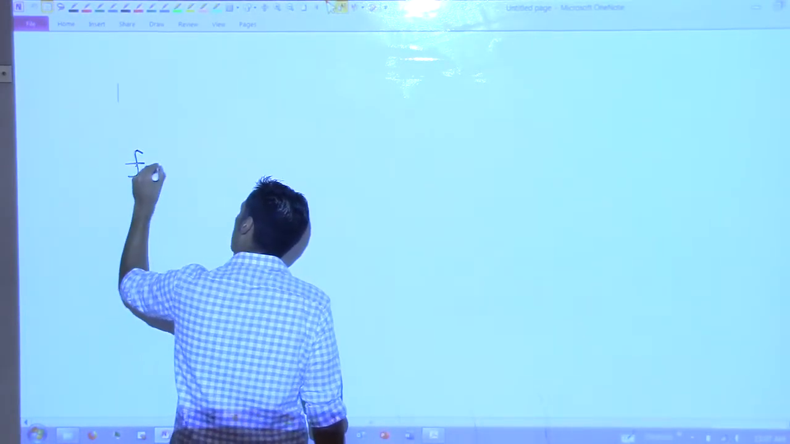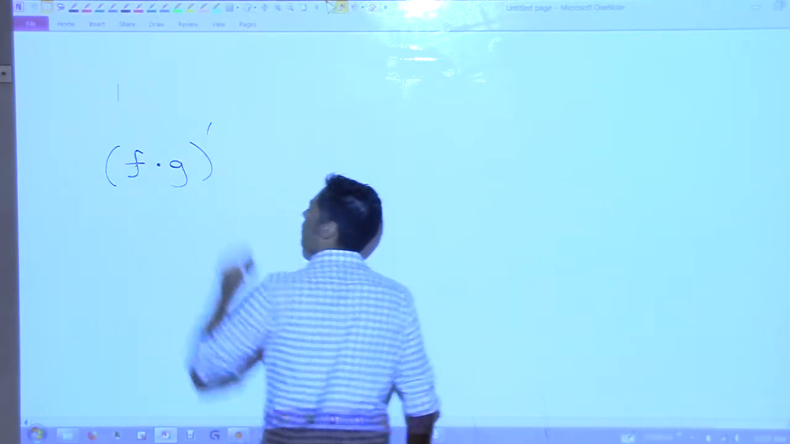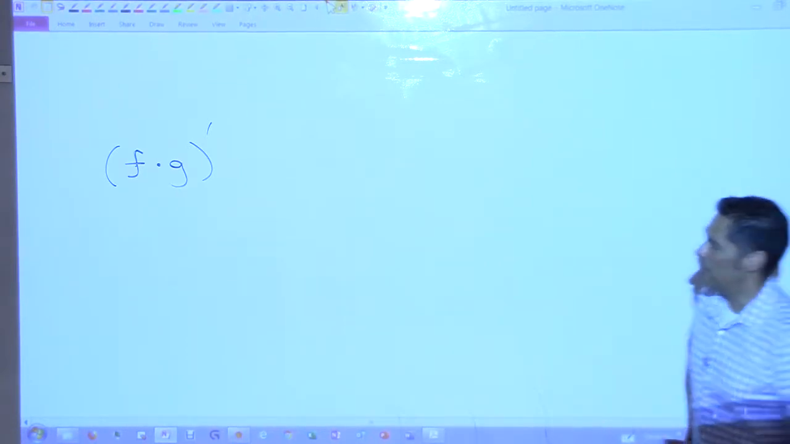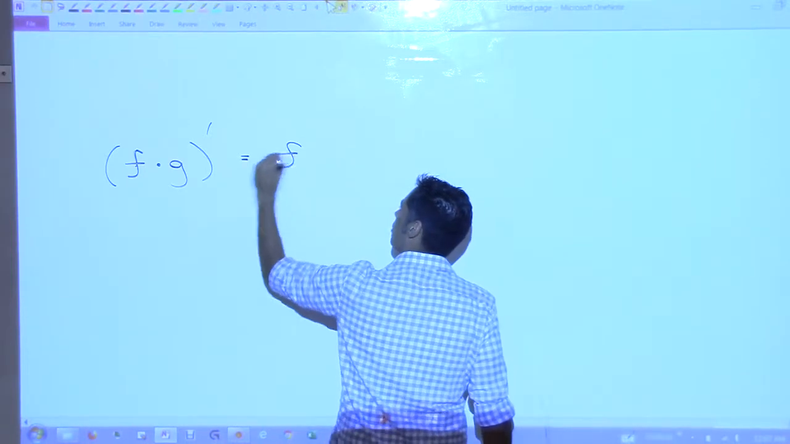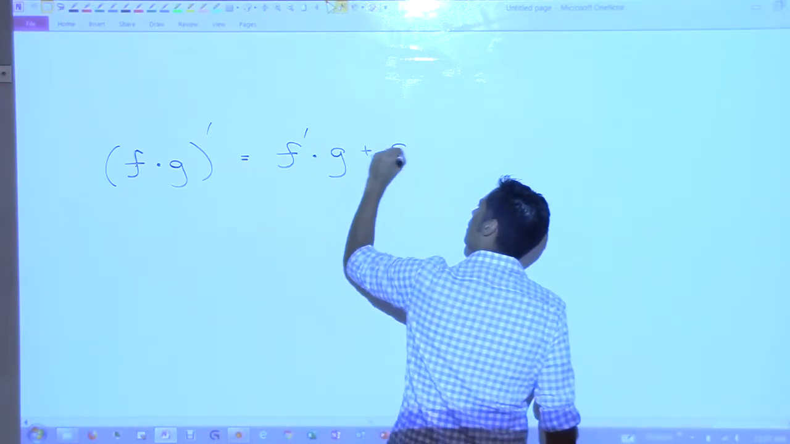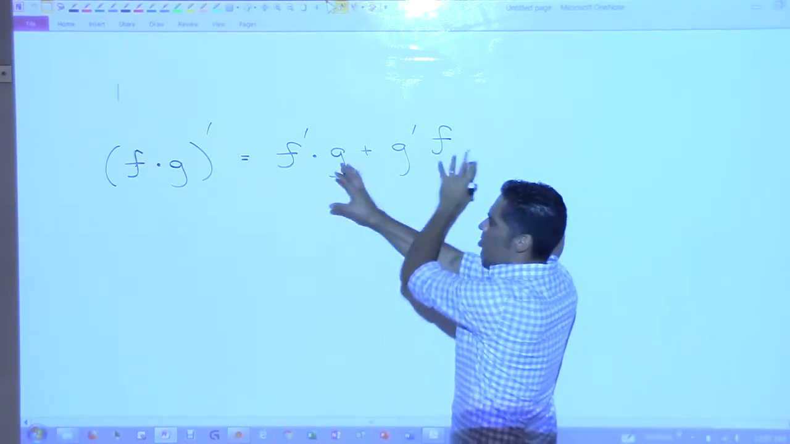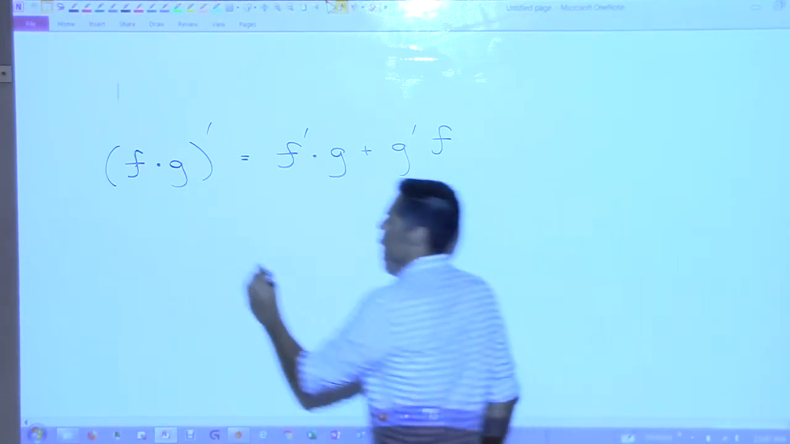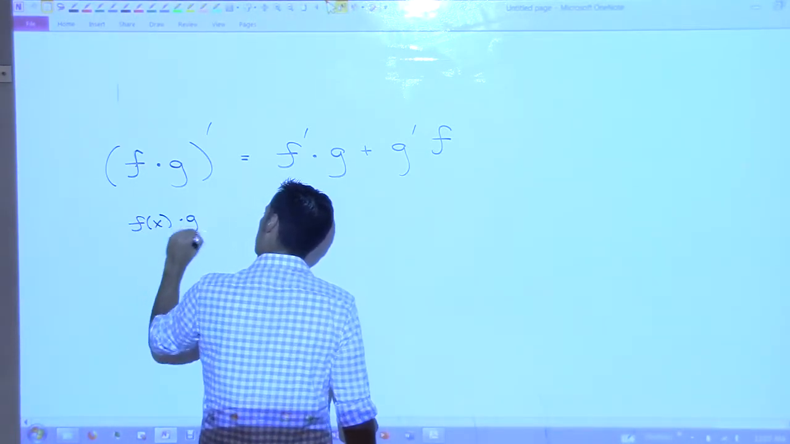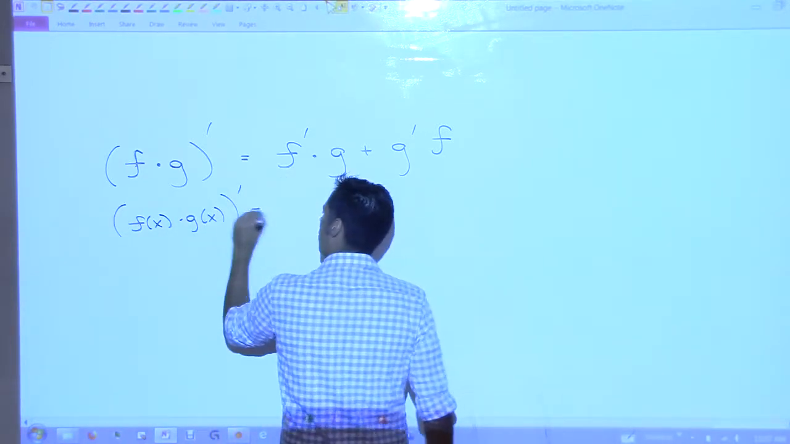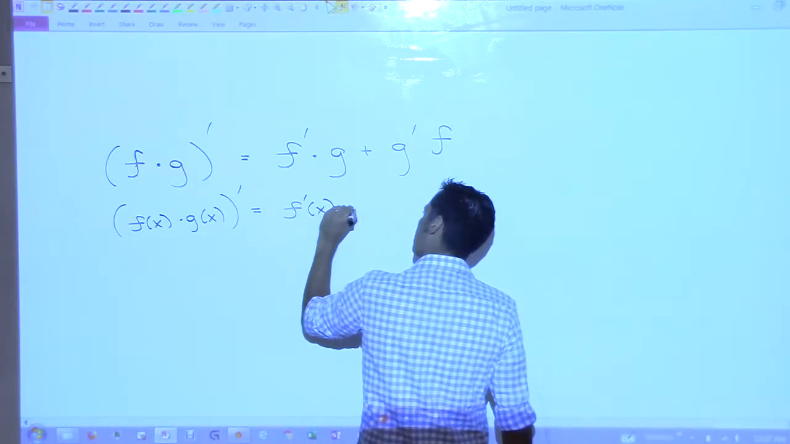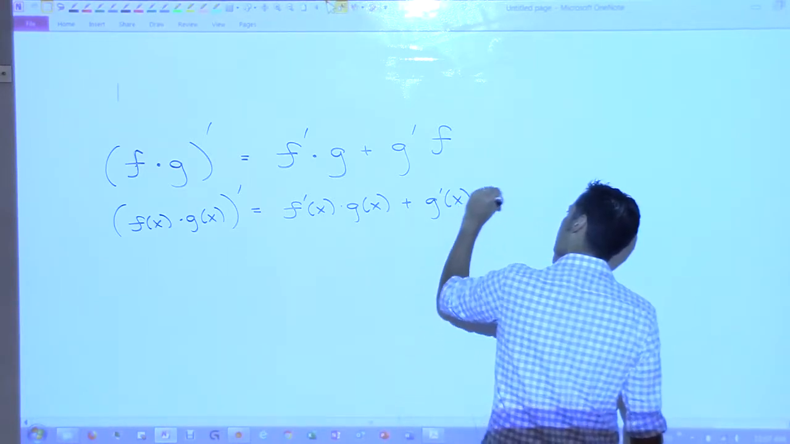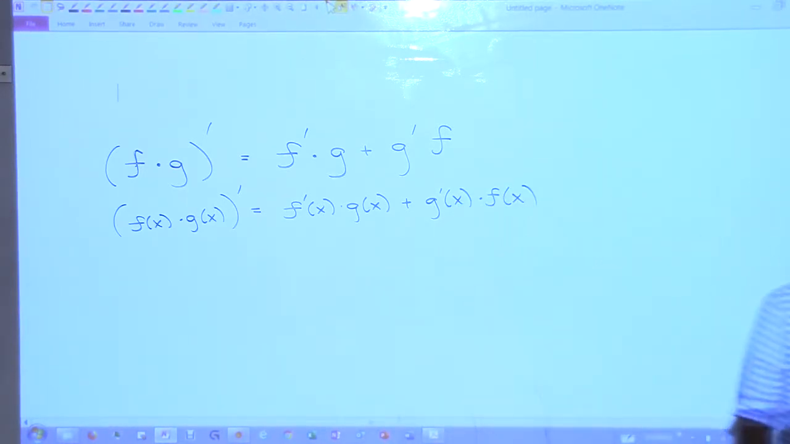Derivative of the first one times the second one, plus the derivative of the second times the first. There are different ways this is taught; sometimes these are flipped, but that's it. I'm going to use slightly different notation now. If I do f of x times g of x, then the derivative would be f prime of x times g of x plus g prime of x times f of x. That's our product rule from Cal 1.